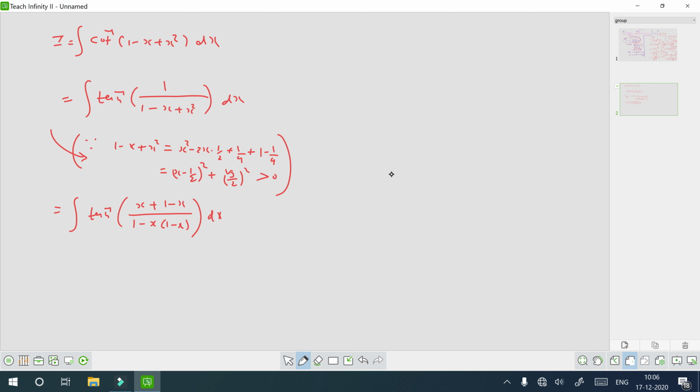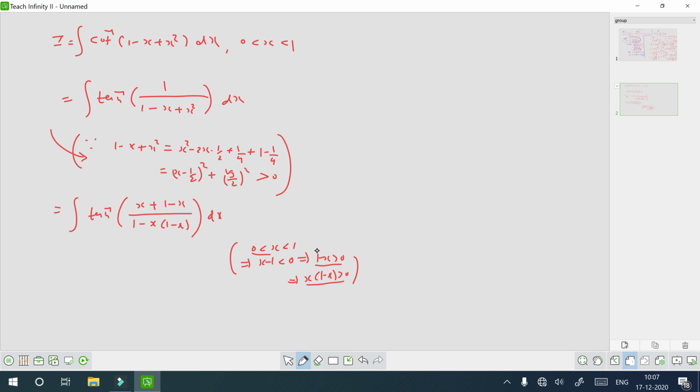Now see, here a condition is given: 0 less than x less than 1. This implies x minus 1 less than 0, and this implies 1 minus x greater than 0. This implies x into 1 minus x is also greater than 0, because x is greater than 0 and 1 minus x is greater than 0, so the product is greater than 0.